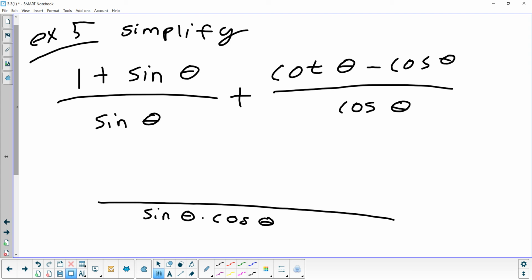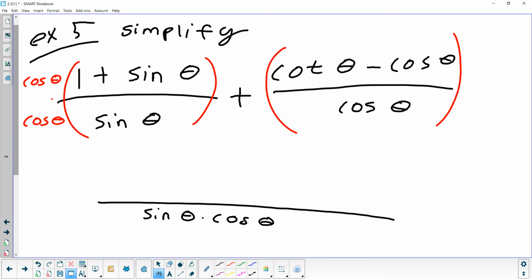Yeah, cosine. It's missing cosine. So let's multiply bottom and top by cosine. All right, now let's look at this one. What is the fraction on the right missing so that it has the common denominator of sine times cosine? Yep, it's missing sine. So we're going to multiply by sine over sine.